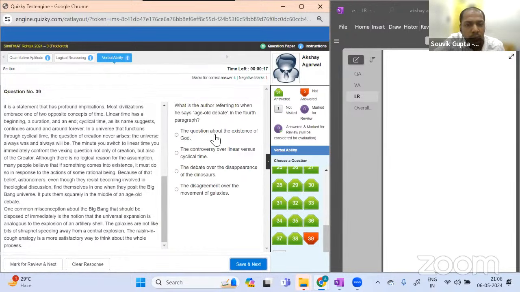Age of debate, the question about the existence, the question about the existence of God.